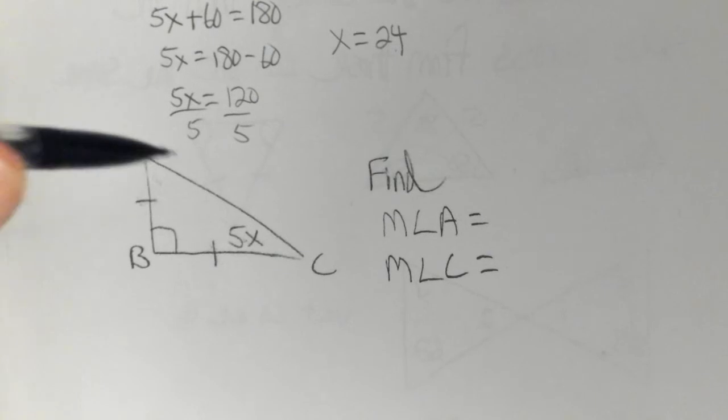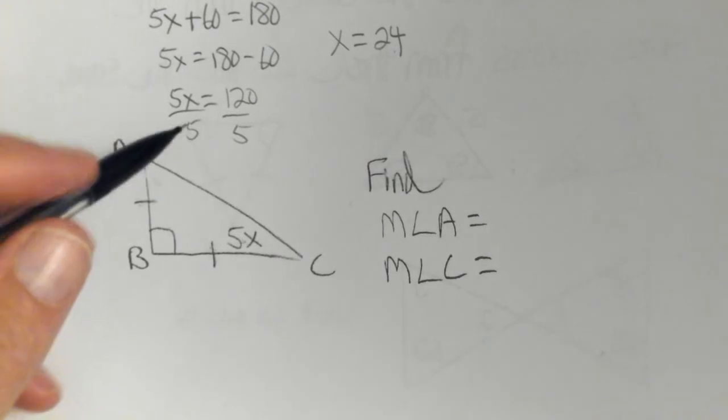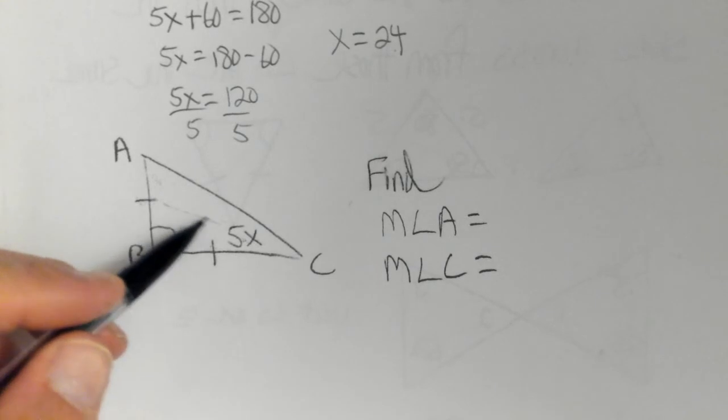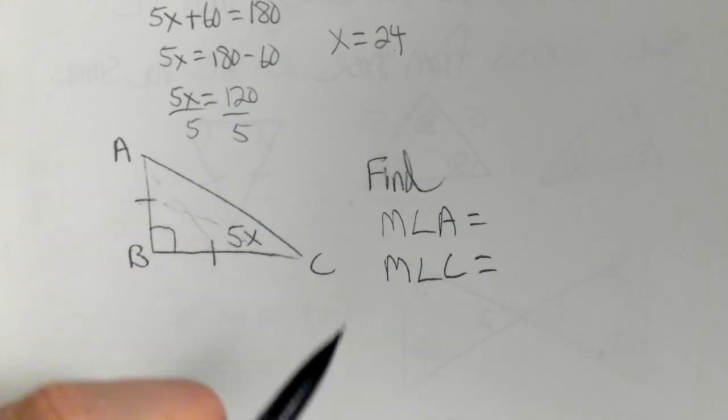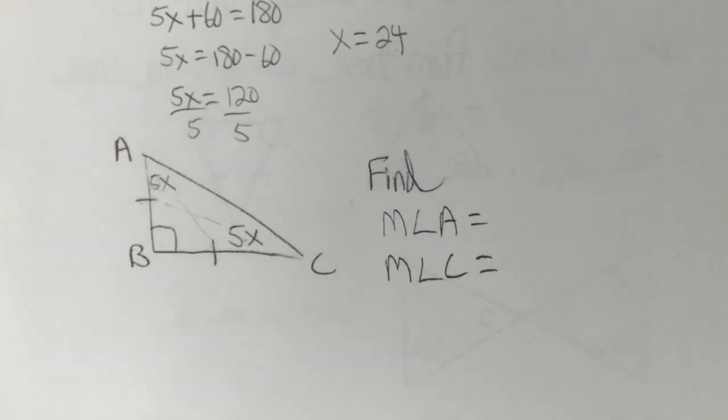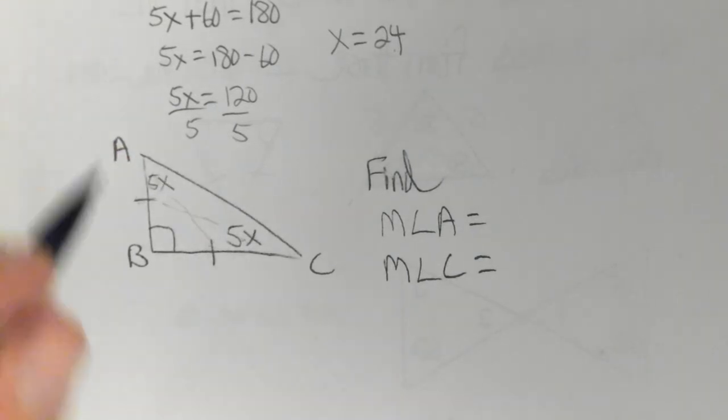But remember what the theorem said. If the sides are the same, then the angles across from those sides would be the same. So if this is 5x, then this one up here also has to be 5x. And then so what does my equation become then?